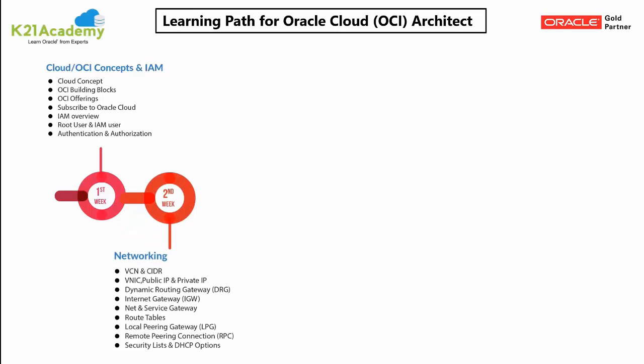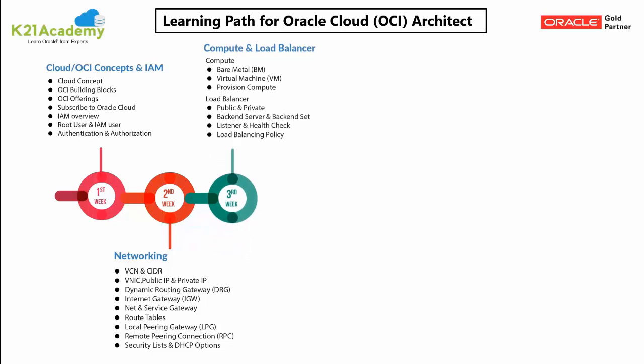Then in week 2, learn about networking. So things like what is a virtual cloud network, CIDRs, dynamic routing gateway, DRG, internet gateway, network address translation, NAT and service gateways, route tables, peering, which is local and remote peering, security list, and how do you configure DHCP. So networking. Then on week 3, you should focus on compute and load balancer. These 2 topics you should be able to cover in a week.